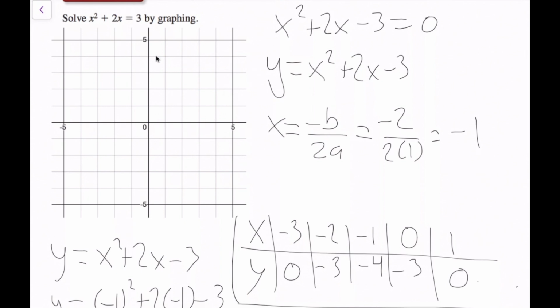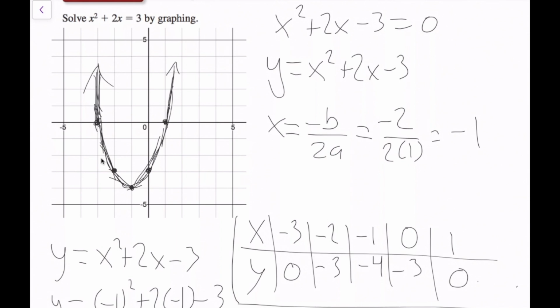So the first ordered pair that I'll graph is the vertex, which is negative 1 comma negative 4. And then the next ones are 0, -3, and -2, -3. And then the next ones are 1, 0, and -3, 0. And then I can sketch my parabola through these points. I like to sketch it because if I try to do one smooth curve, it would look terrible.